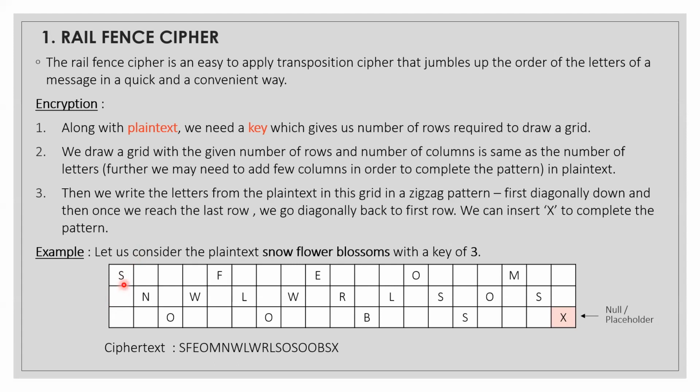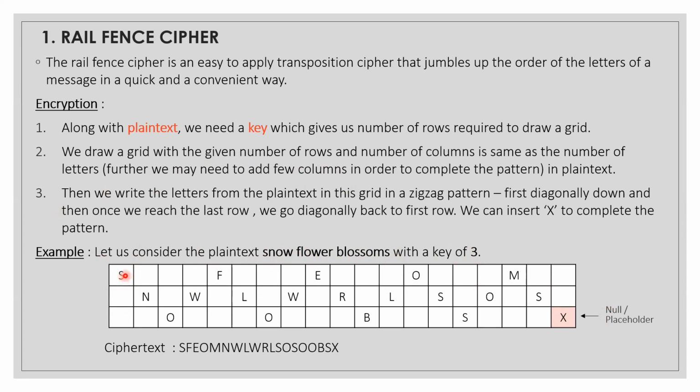to construct the grid. So we draw the grid with the given number of rows, and the number of columns is the number of letters in the plain text. Let us consider the example where the plain text is snowflower blossoms with the key of 3. So the number of rows to construct the grid is 3. Here the number of letters in the plain text is 18. So there are 18 columns, and we might add new columns in order to complete the zigzag pattern.